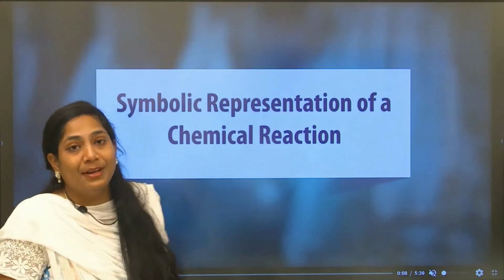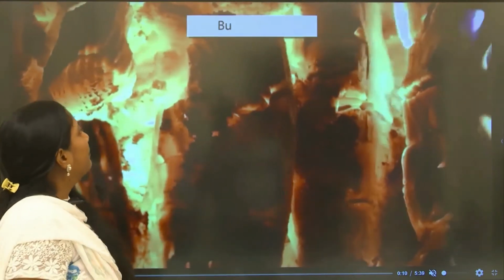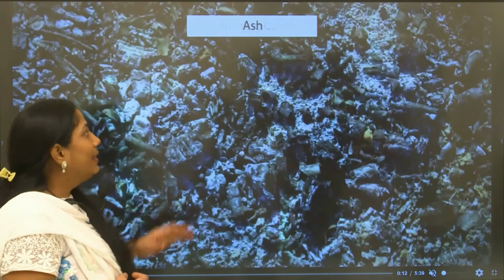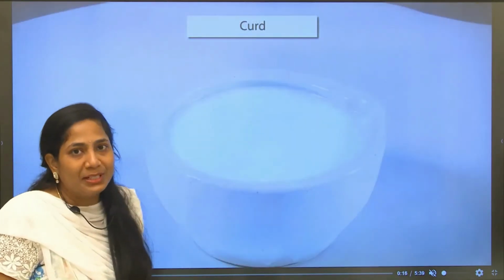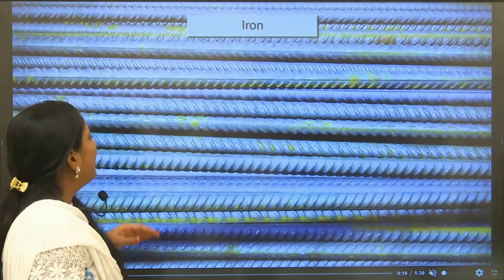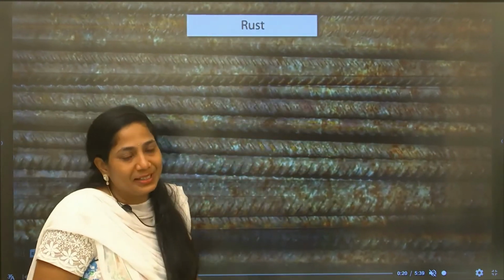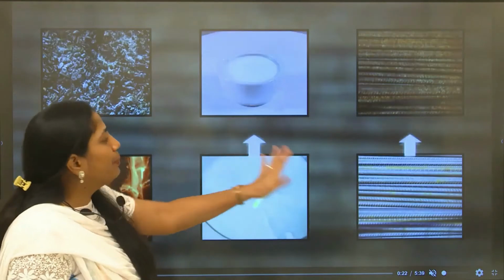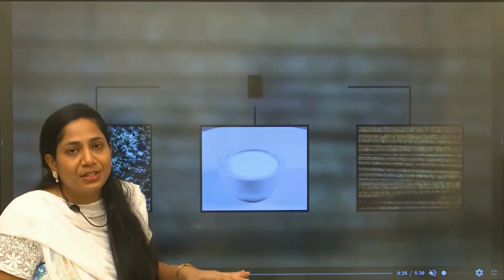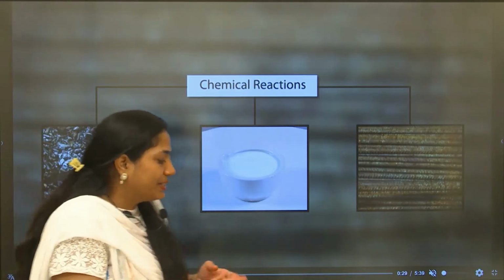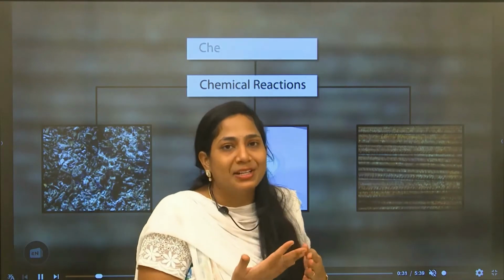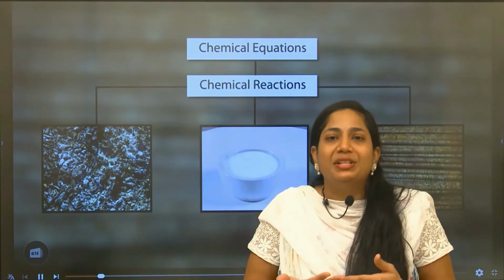We have different examples like burning coal, which converts into ash, milk, which converts into curd, and iron, which converts into rust. So these are different chemical substances which convert into different substances. How can I represent these substances and chemical reactions in an equation? Let us look at that in this topic.